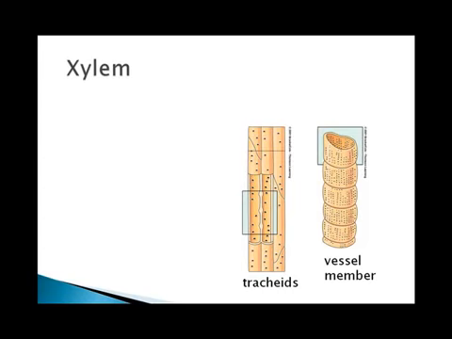Xylem is one of the vascular tissues, and it uses 2 kinds of cells, both of which are dead at maturity, to conduct water and minerals absorbed from the soil. Vessel members are shorter cells joined end to end to form a vessel with perforation plates at the end of each member. Tracheids are long cells with tapered overlapping ends.